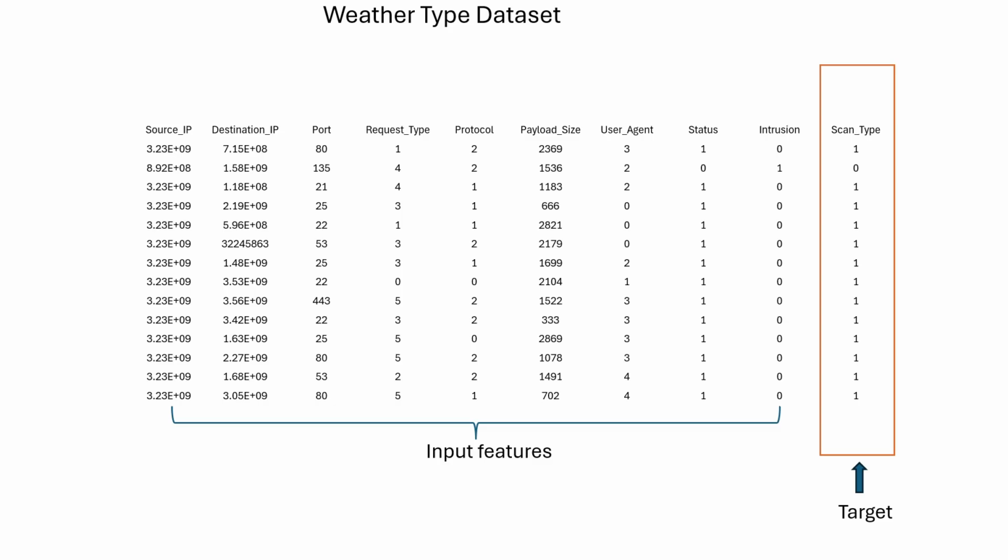Here, we highlight the distinction between input features and the target variable. The input features are the log attributes: source IP, destination IP, port, request type, and protocol. The target variable is the scan type, which identifies the category of network activity. Examples of the scan type include port scans, service scans, or ping sweeps. The goal of the model is to map from multivariable input data to the correct scan type class.